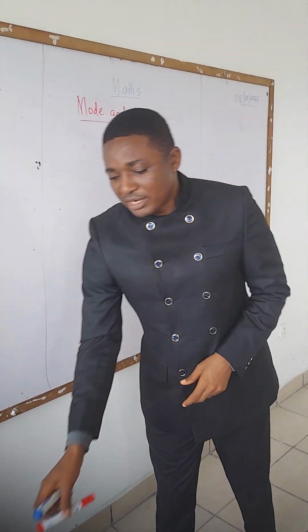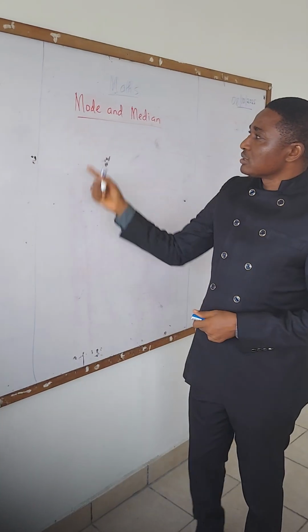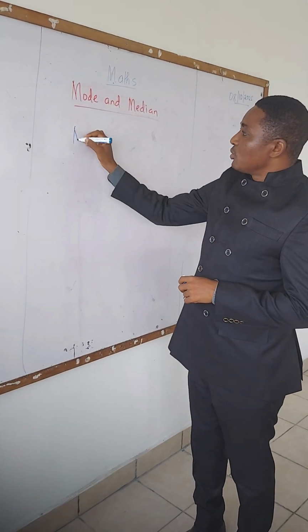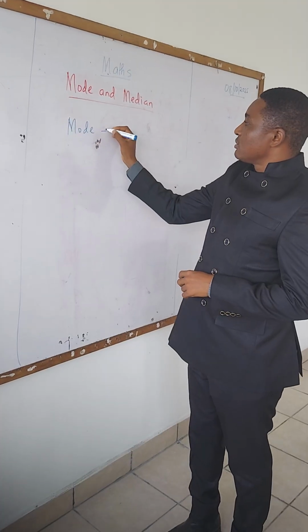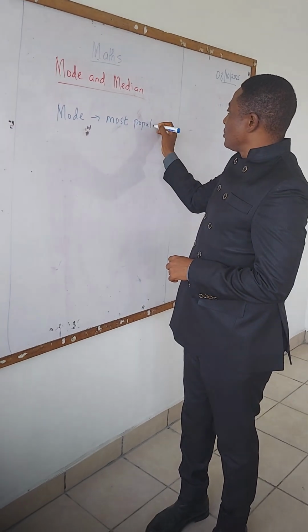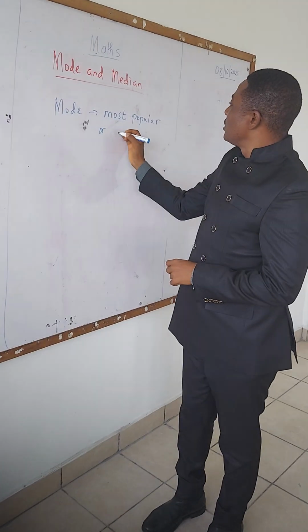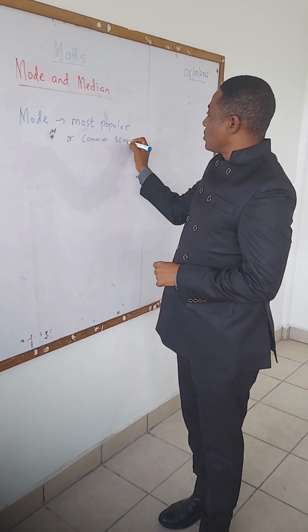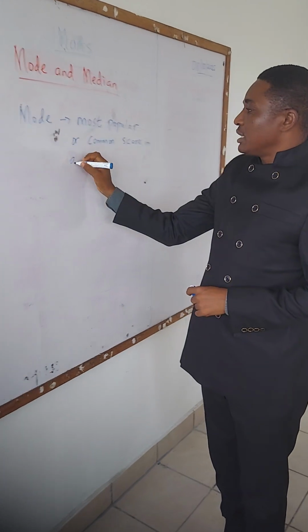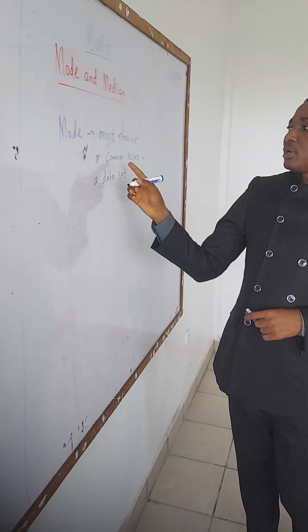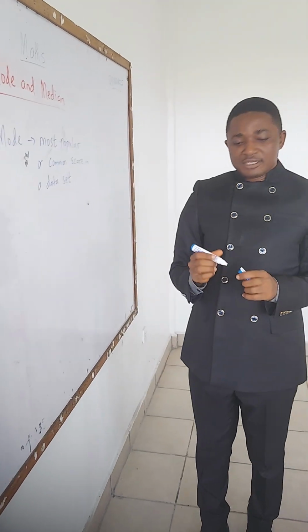You should be able to identify what the mode is and to be able to use it. So mode is the most popular or the most common score in a data set. Okay, it's the most popular or common score in a data set.